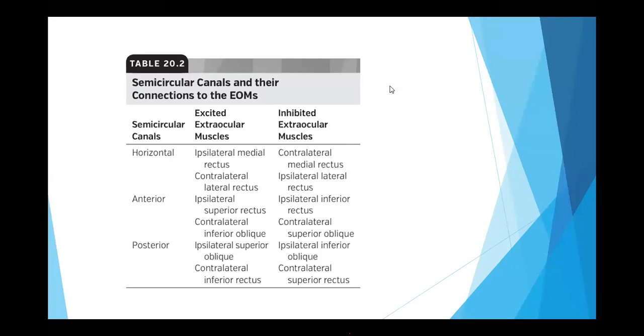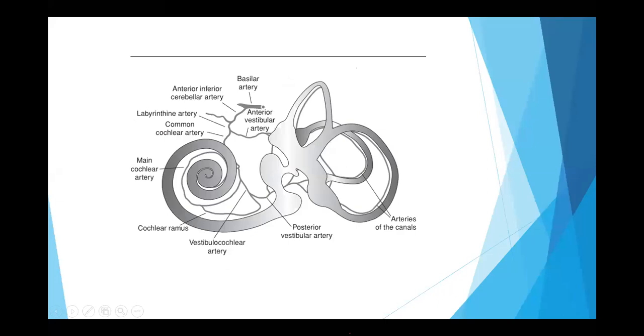Fine. Someone wanted me to deal with the blood supply also. So we have blood coming through the labyrinth. Labyrinth means the combination of your vestibular and the hearing apparatus: the cochlea, the 3 semicircular canals, and the 2 otolith organs.